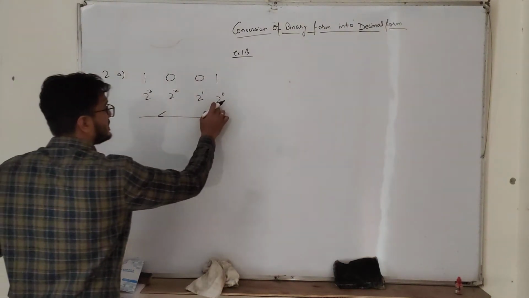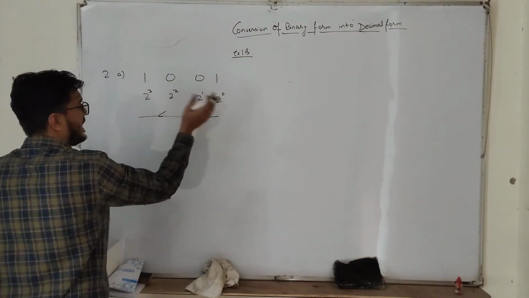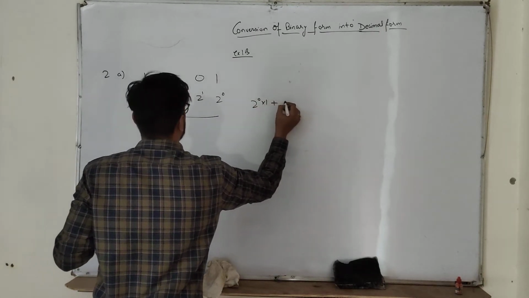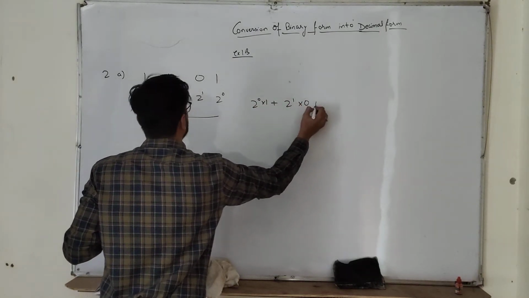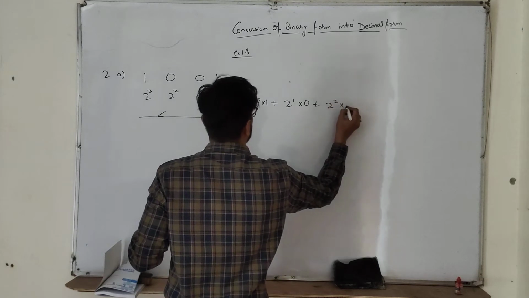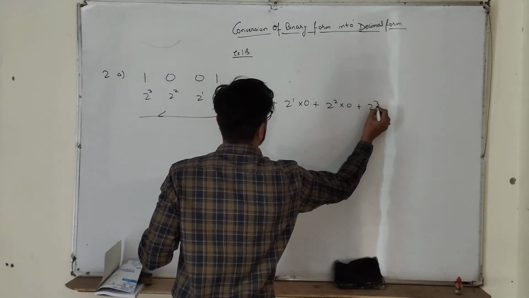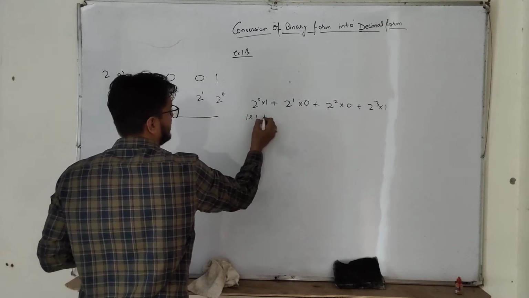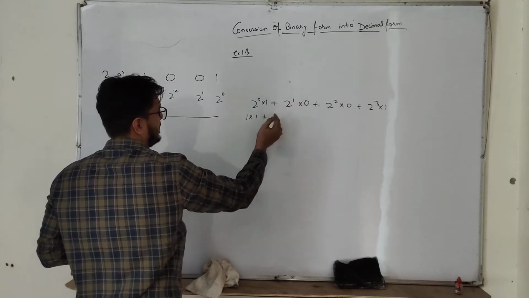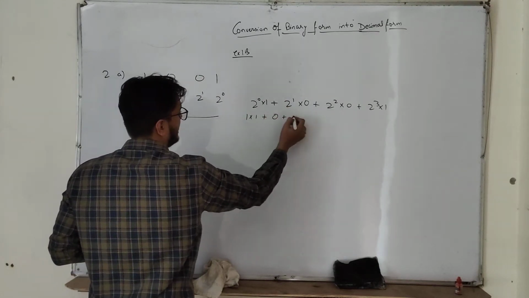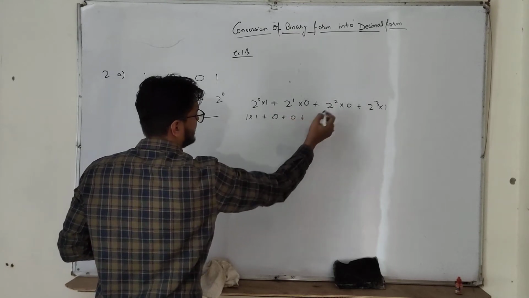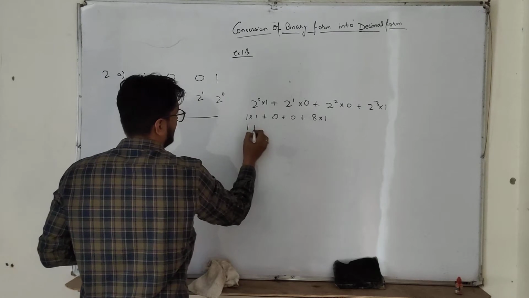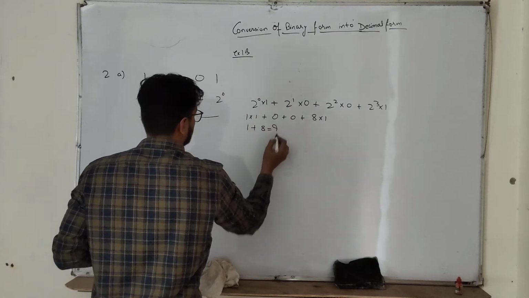Now multiply with the digits and add. So 2 raised to the power 0 multiply by 1 plus 2 raised to the power 1 multiply by 0 plus 2 raised to the power 2 multiply by 0 plus 2 raised to the power 3 multiply by 1. 2 raised to the power 0 is 1, multiply 1. 0 multiply any number is 0. 2 raised to the power 3 is 8, 8 multiply 1. So 1 plus 8 is 9.